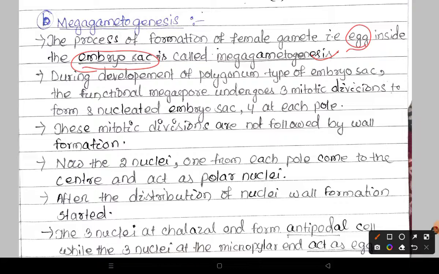We know the common type of embryo sac found in nature is known as the polygonum type. The polygonum type of embryo sac bears 8 nuclei, and these 8 nuclei are distributed 4 at each pole. For the production of 8 nuclei, a megaspore requires 3 mitotic divisions.